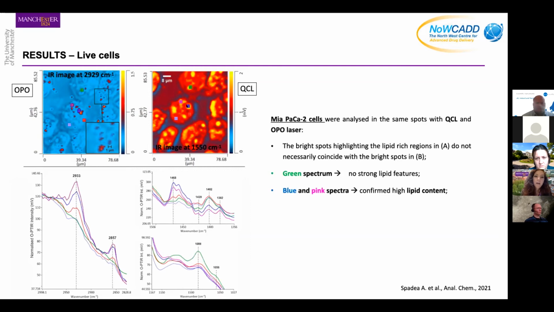But if you have a look at the other two spots, the purple and the blue, that also come from a bright region obtained with the QCL laser, you can see that instead they are not rich in nuclear material, but they are rich in lipid material, and this was confirmed also with the OPO laser.